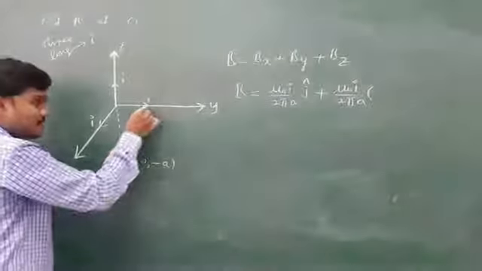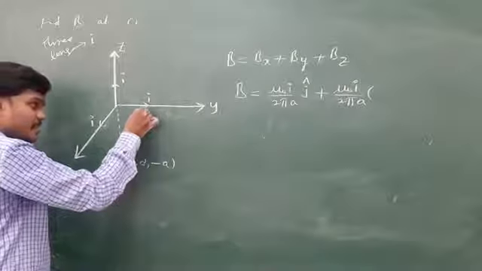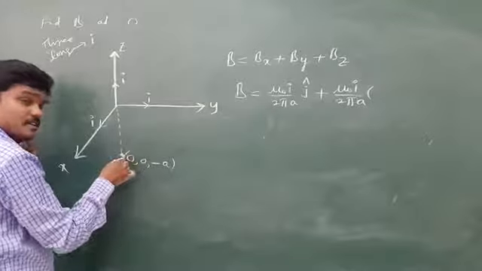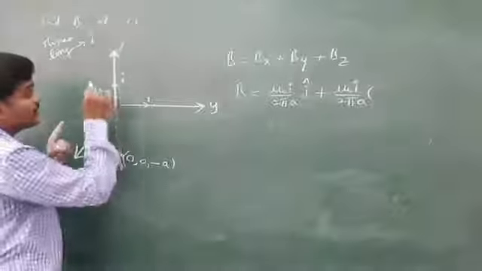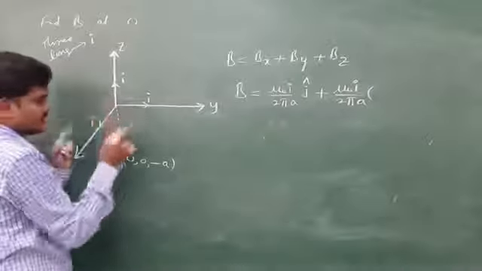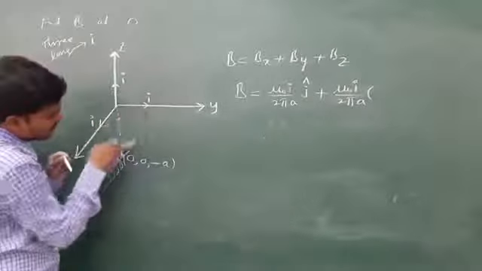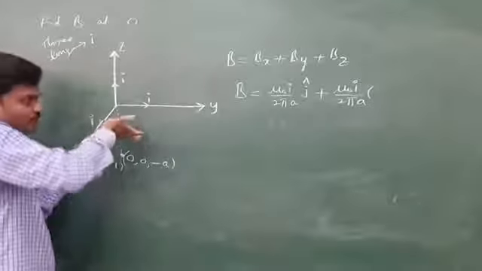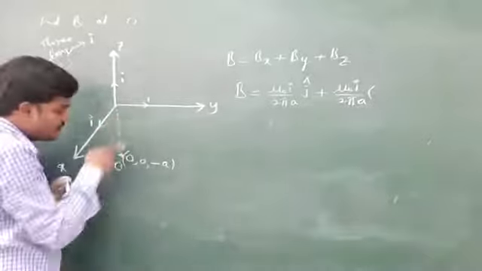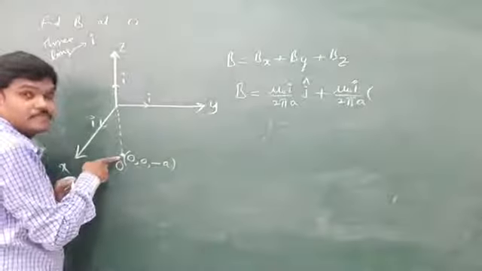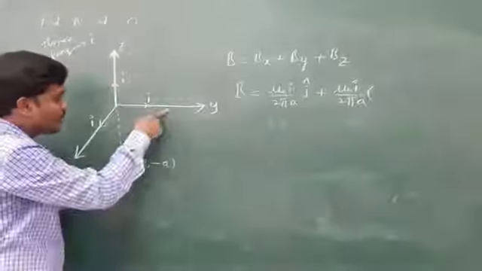Again this wire carries a current I. This is in the yz plane, so the field must be along the x axis. And see, for this wire, the current points into the board. If I hold my hand, these fingers will move into the board. For this current carrying wire, the field is inward here. Inward means minus sign.